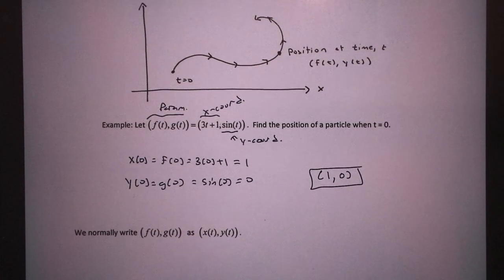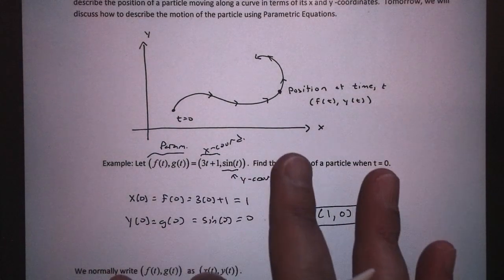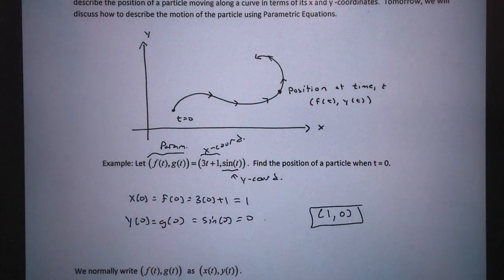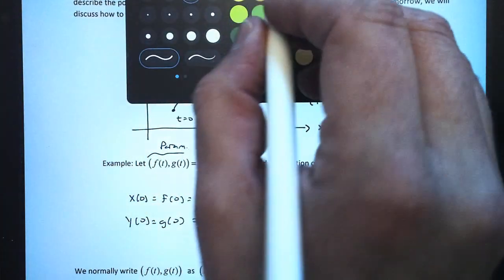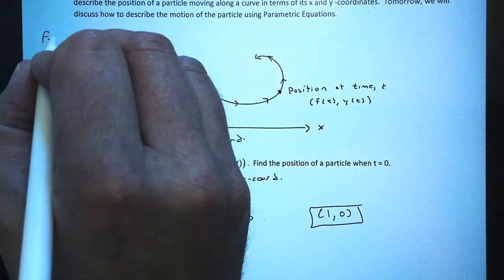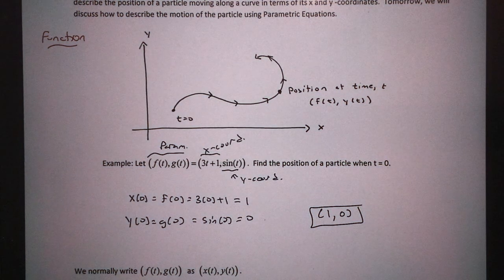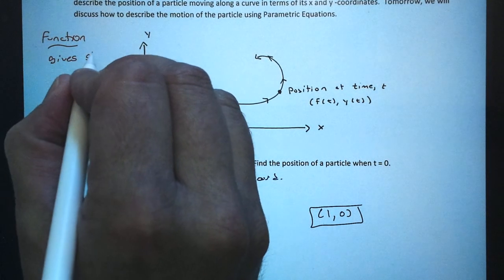Let's talk about what the difference is between the function of a graph and the parametric equation. What does a function give us? A function will give the shape of a graph.